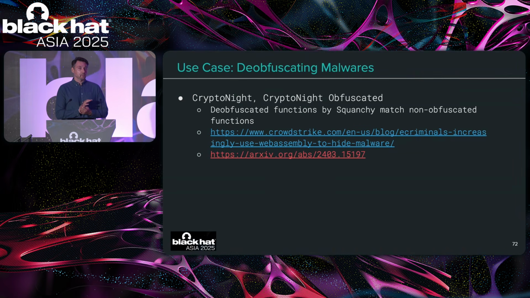Then we started to look at what's there in the wild. We came across a Bitcoin miner called Kryptonite. When you open the web page, the WebAssembly code will be loaded and executed, and it starts mining Bitcoins on your PC. Then we also found an obfuscated version of the Kryptonite code. So we were interested: are we able to de-obfuscate the functions, and will they match the original code?